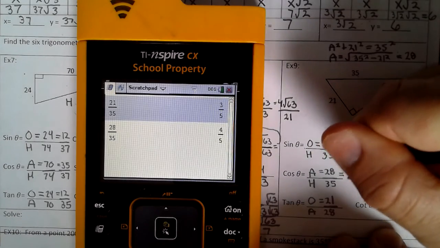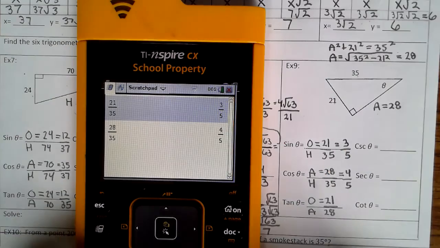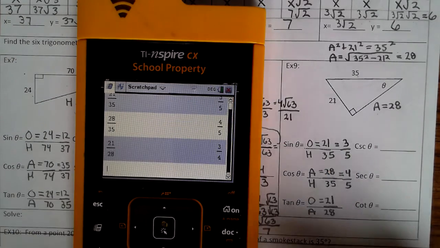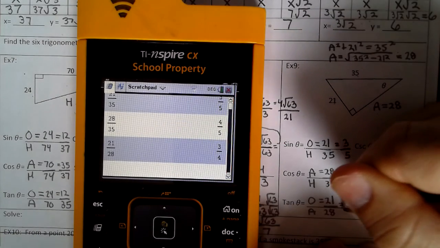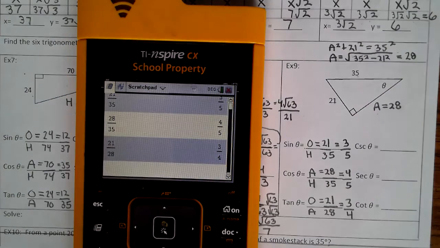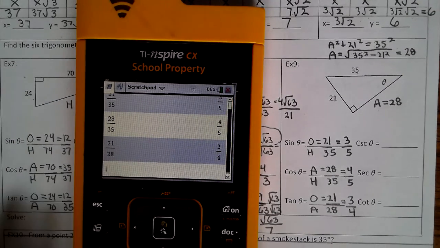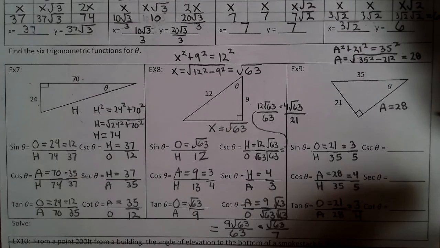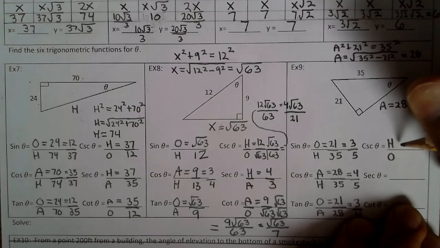Well, cosecant's easy. That's hypotenuse over opposite. So that's 5 divided by 3. This is hypotenuse divided by adjacent, which is 5 divided by 4. And then this is adjacent over opposite, which is 4 divided by 3.